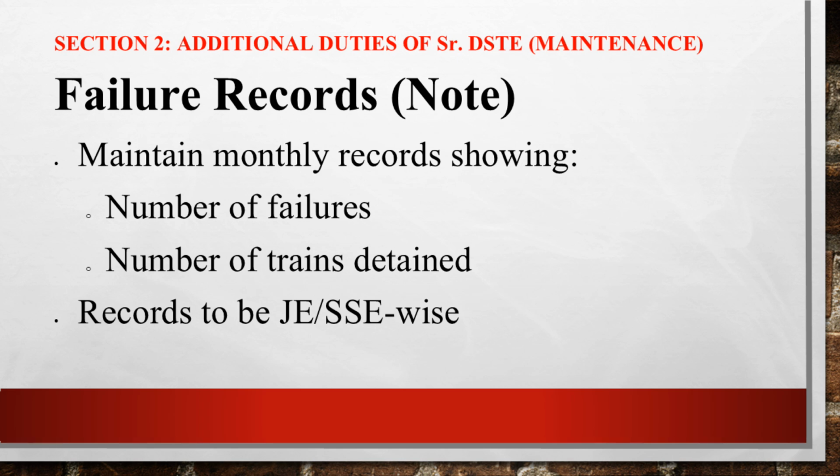Failure records note. Each Senior DSTE must maintain a record showing number of failures per month, number of trains detained. This record must be JE or SSC wise, enabling performance monitoring and corrective action.